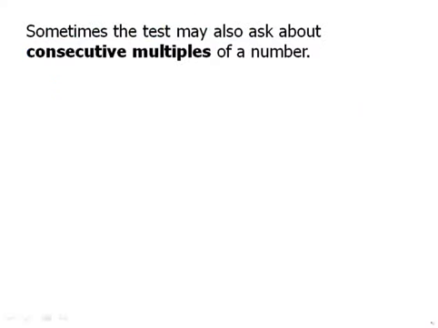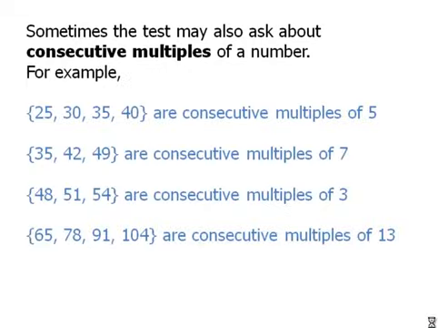Sometimes the test may also ask about consecutive multiples of a number. What does this mean exactly? Here are some examples. 25, 30, 35, 40. Notice that is 5 times 5, 6, 7, and 8. In other words, if you take any number and multiply it by a set of consecutive integers, you get consecutive multiples of that number. Another way to say this is 25 is a multiple of 5, and then all we're doing is we're simply adding 5 after that. So plus 5, 30, plus 5, 35, plus 5, 40.